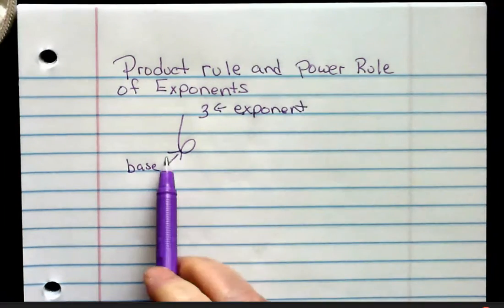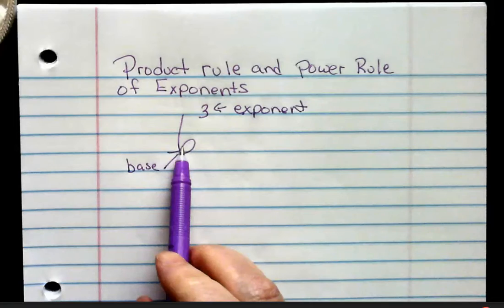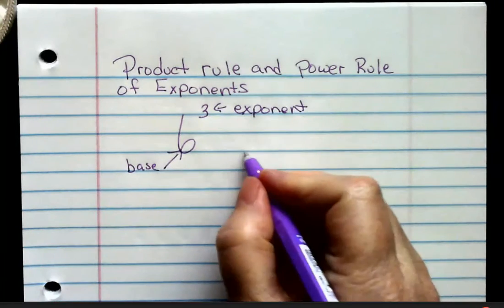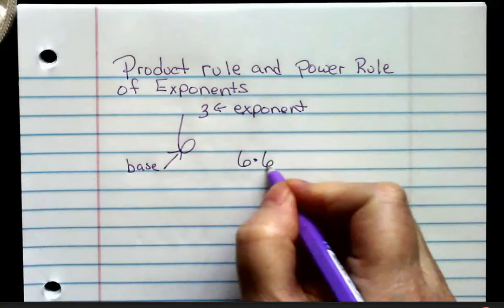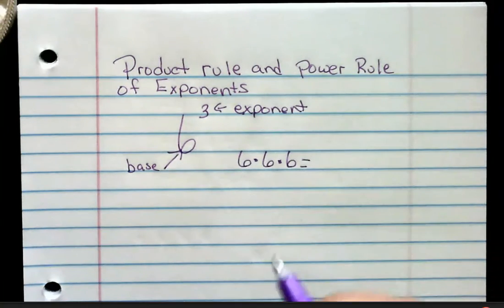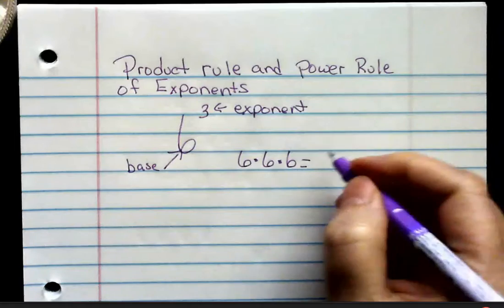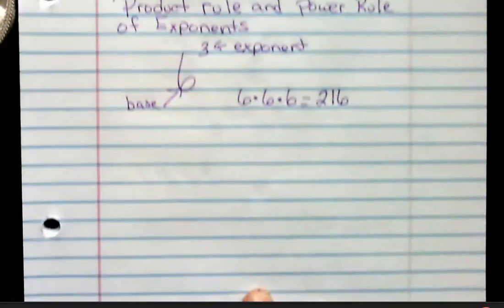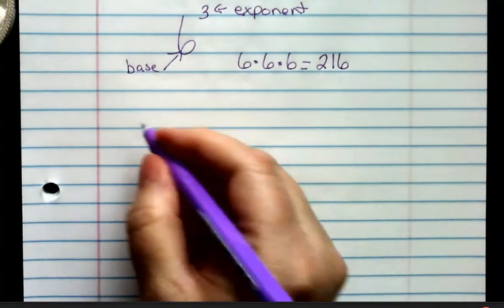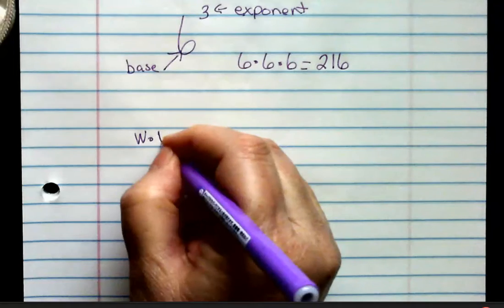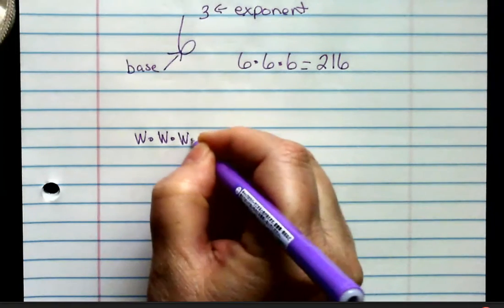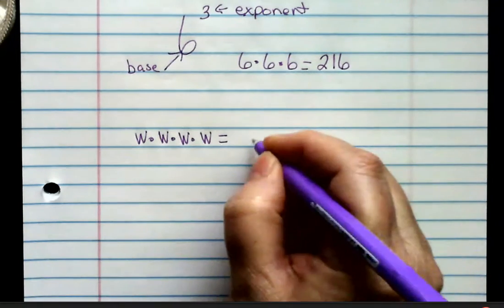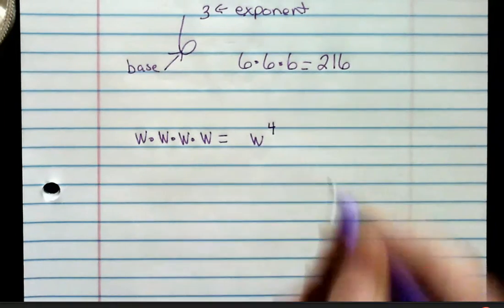Now, the base tells you what you're multiplying, and the exponent tells you how many times. So this would be 6 times 6 times 6, which, if I'm not mistaken, is 216. The opposite works as well. If you have W times W times W times W, that's the same thing as W to the fourth.